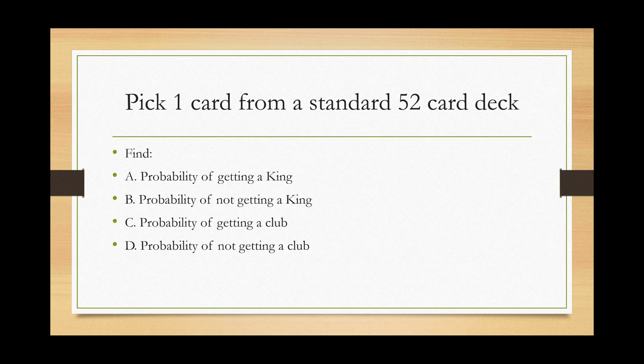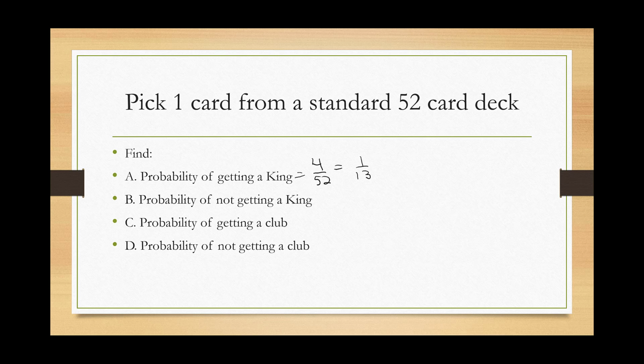So let's try another example. This time we're going to pick one card from a standard 52 card deck. The first thing we're going to talk about is finding the probability of a king. Well, there are 4 kings in the deck, 1 for each suit. So there's a heart, a diamond, a club, and a spade. So there are 4 out of the 52. Let's leave it as a fraction. We're going to write 1 over 13.